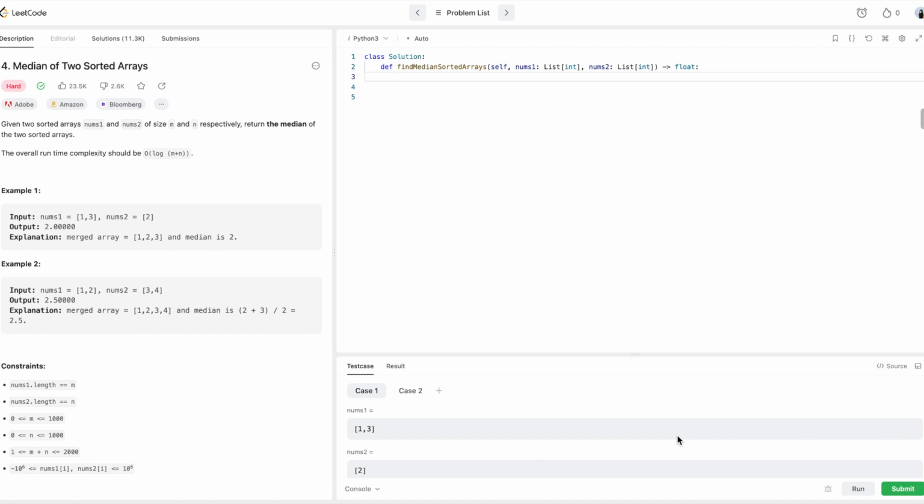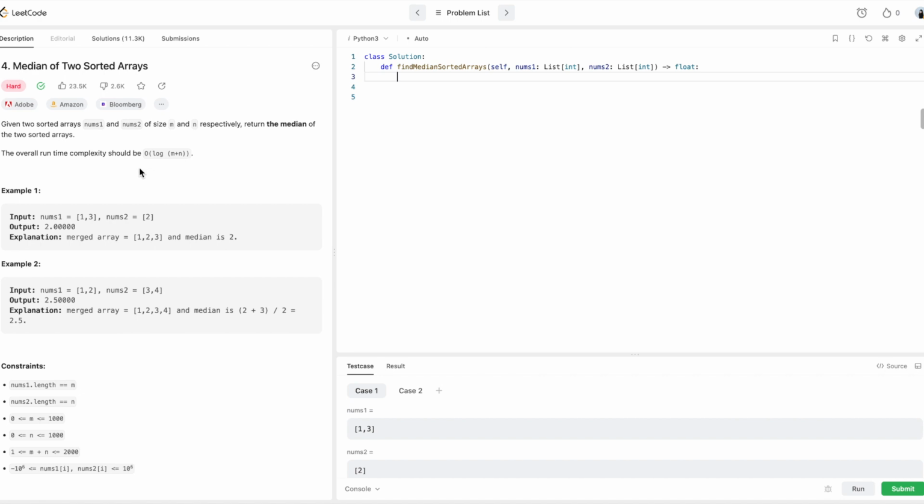Welcome to my channel. Today we're going to work on the question Median of Two Sorted Arrays. It's a hard level question, and the question states: given two sorted arrays nums1 and nums2 of size m and n respectively, return the median of the two sorted arrays. The overall runtime complexity should be O(log(m plus n)).